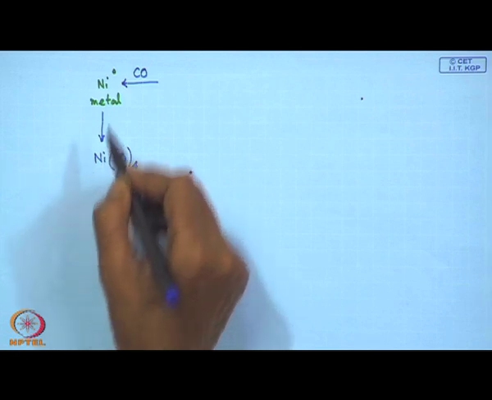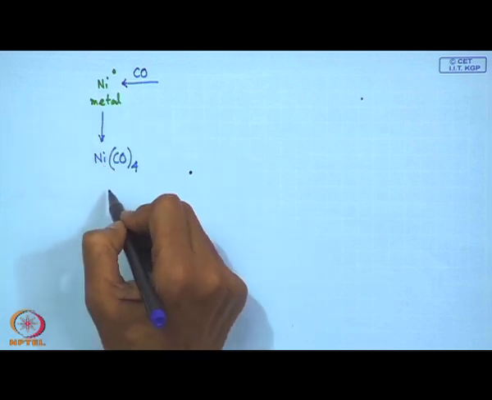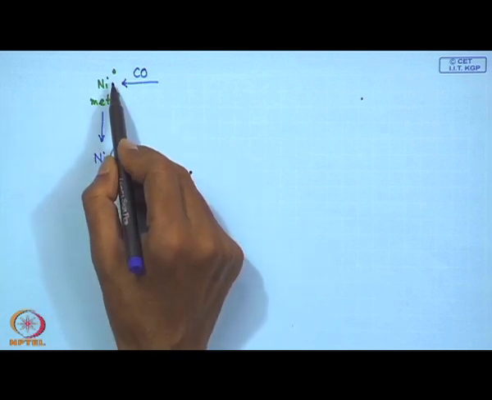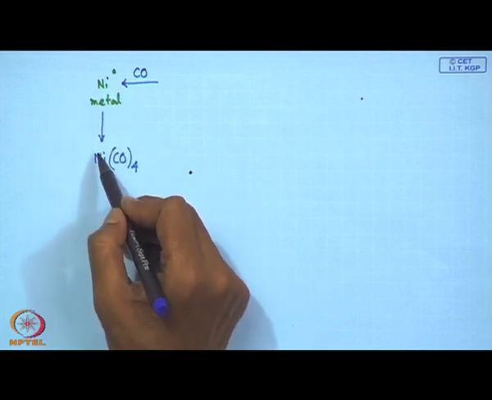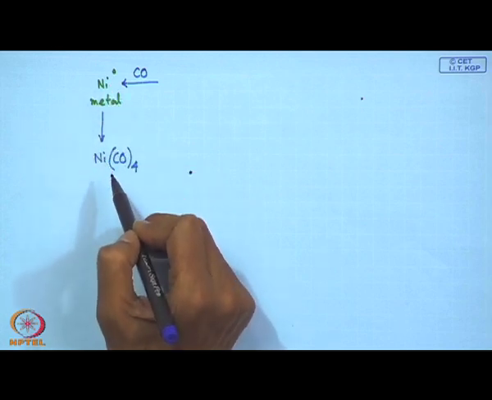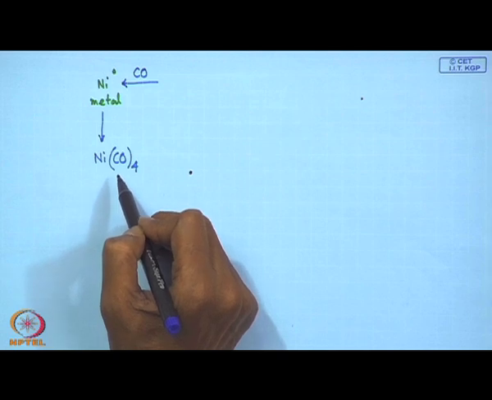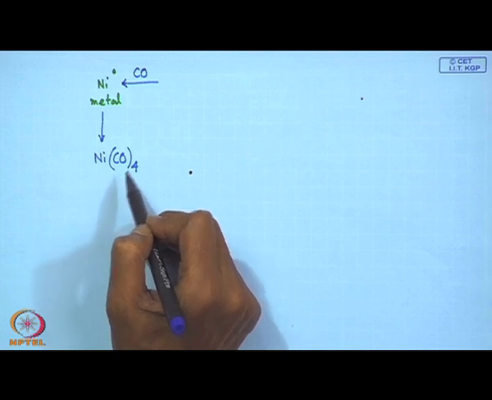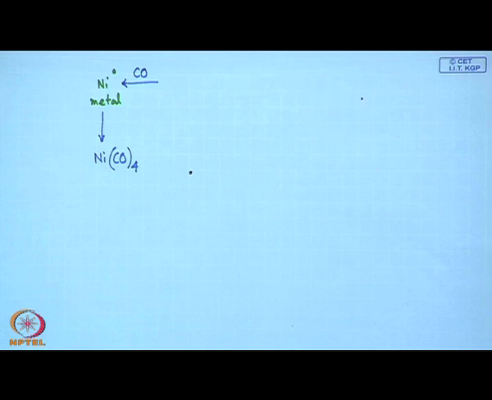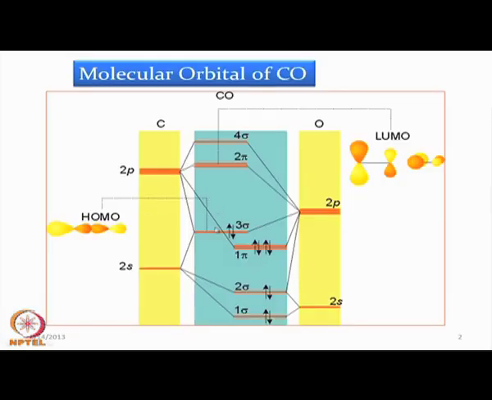So, nickel is in 0 oxidation state. Most of the orbitals are filled because it is in the 0 oxidation state, but there are some higher energy orbitals available on nickel which can be utilized for acceptance from the carbon monoxide side. We have the highest occupied molecular orbital, the HOMO, in this diagram, and it is of 3 sigma type. So, this HOMO will be utilized for the donation.